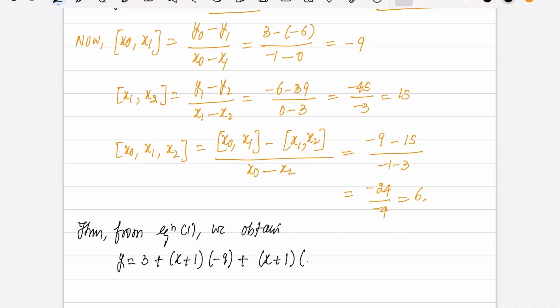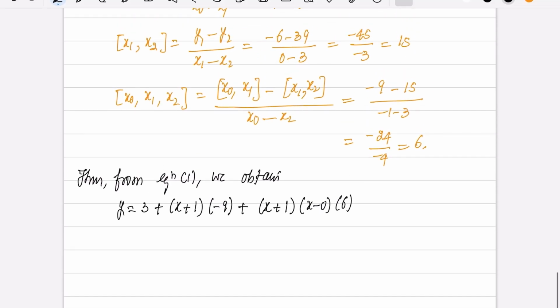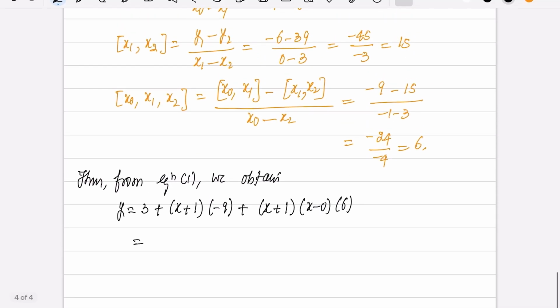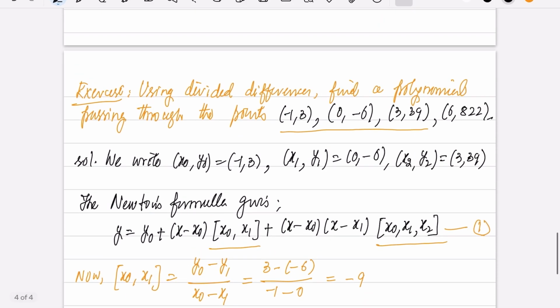Then the second, x minus x1, that is equal to x minus 0, into [x0, x1, x2], which is equal to 6. So substituting these values, this is equal to 3 minus 9 into x plus 1, plus 6x into x plus 1. Now multiplying all these values, we obtain the final equation as 6x square minus 3x minus 6. So this is a polynomial passing through these first 3 points.